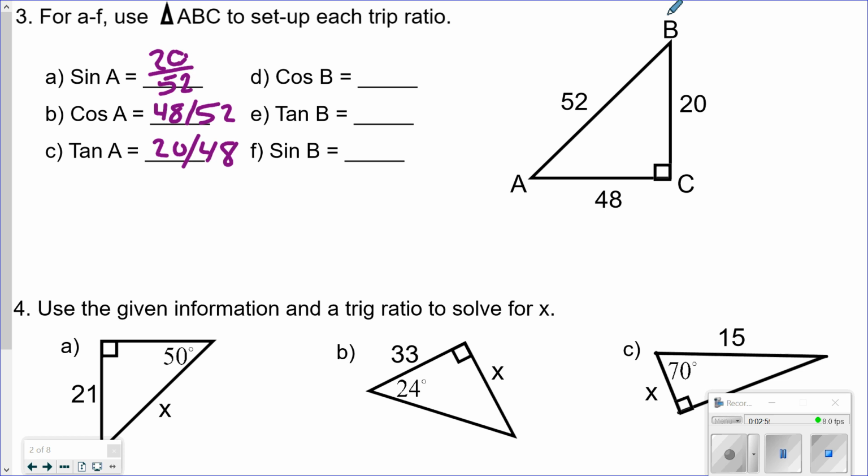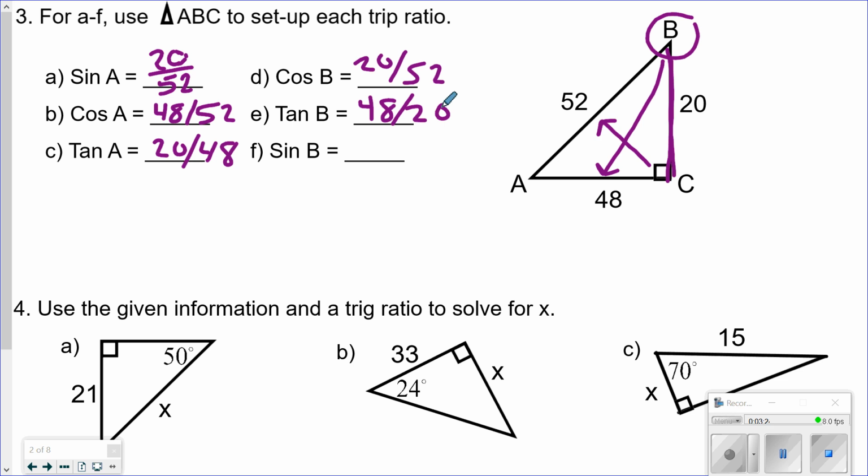Next, let's focus on angle B. And so if we're trying to find the cosine of angle B, well, cosine is adjacent over hypotenuse, so that would be 20 over 52. Tangent of B, well, we have opposite over adjacent, so that is 48 divided by 20. And then sine of B, it would be opposite over hypotenuse, and that would be 48 over 52.